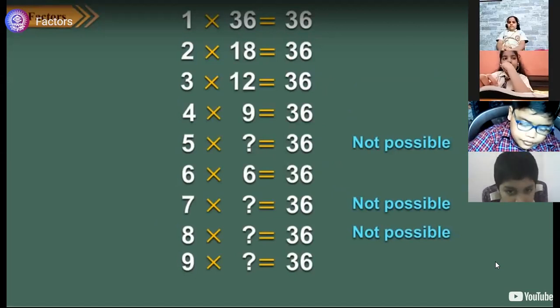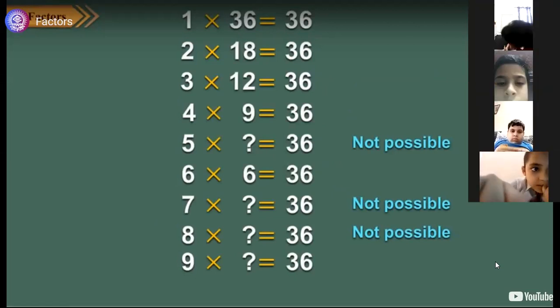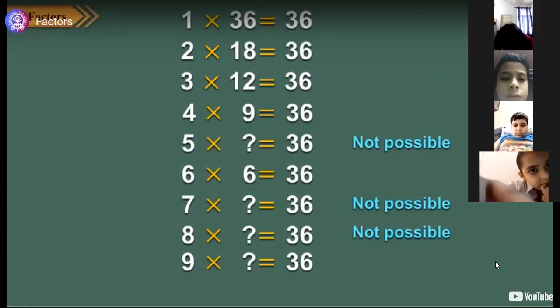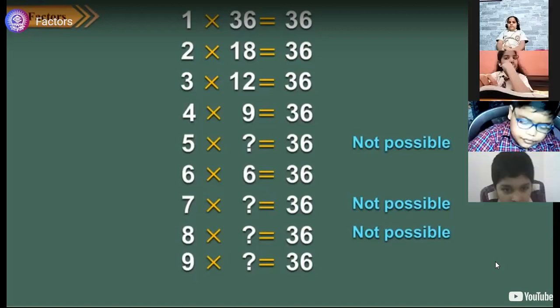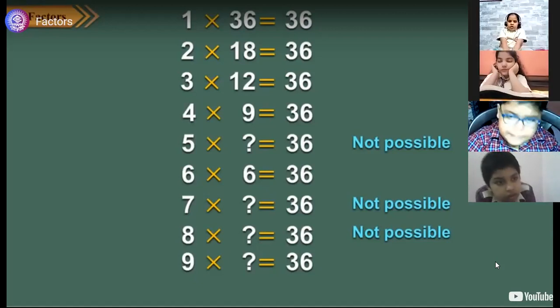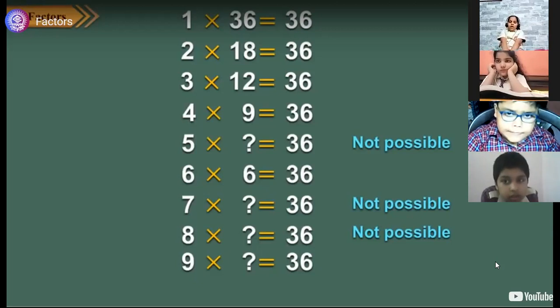Is it possible? Because 1 is a factor of every number. When we multiply a number by 1, the answer will definitely be the given product. So always we can say that 1 is a factor of every number. Every number. Yes, very good.